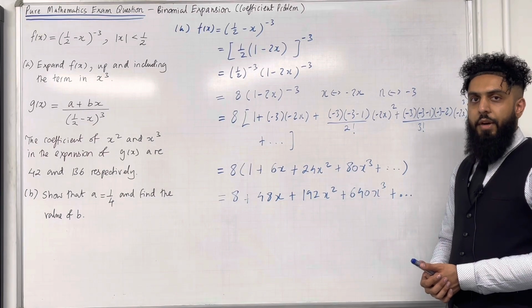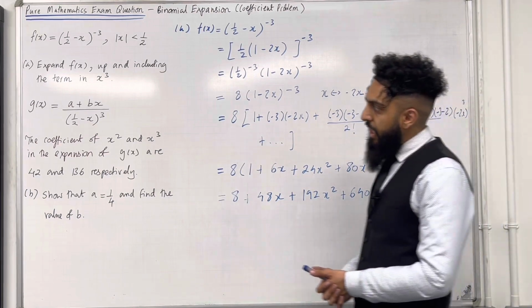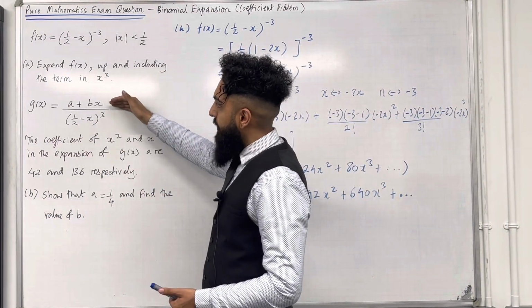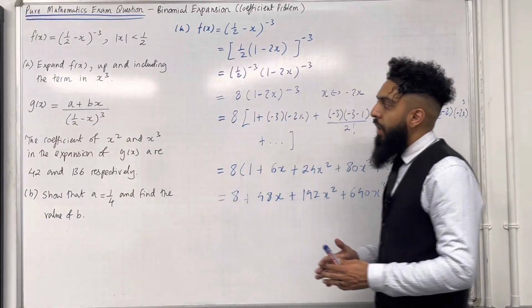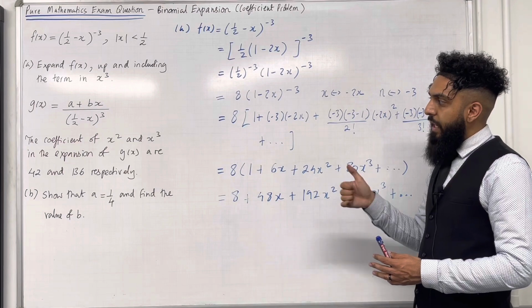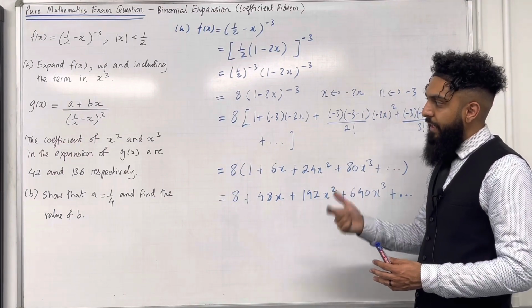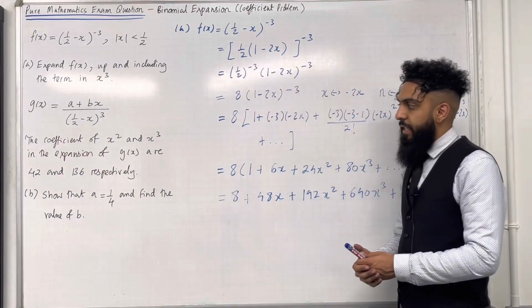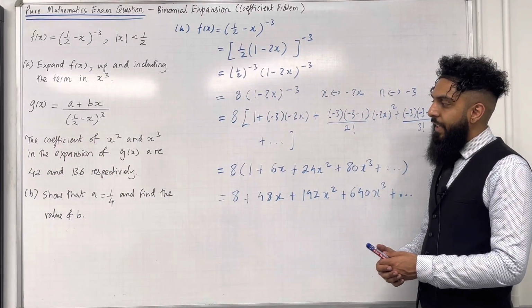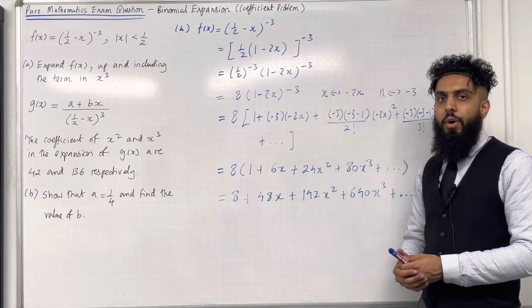Let's move on to the next part of the exam question. g(x) is defined by (a plus bx) over (1/2 minus x) to the power 3. The coefficients of x squared and x cubed in the expansion of g(x) are 42 and 136 respectively. Part B: show that a is equal to 1/4 and find the value of b.